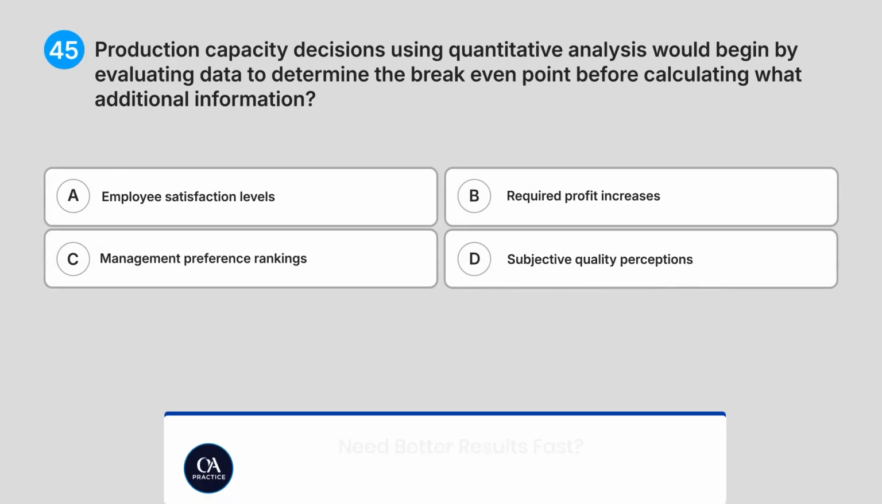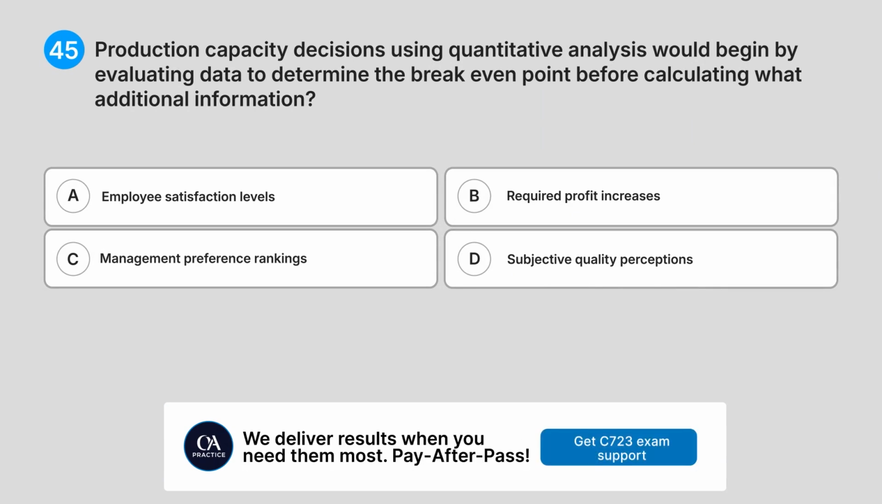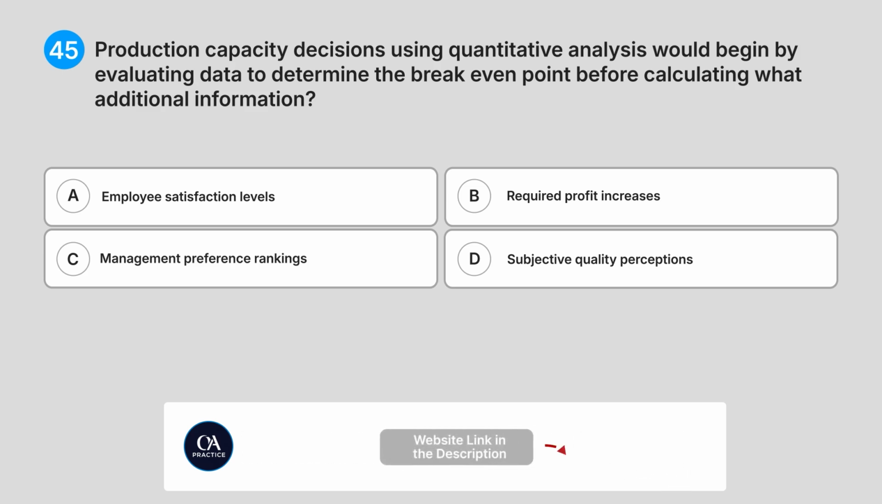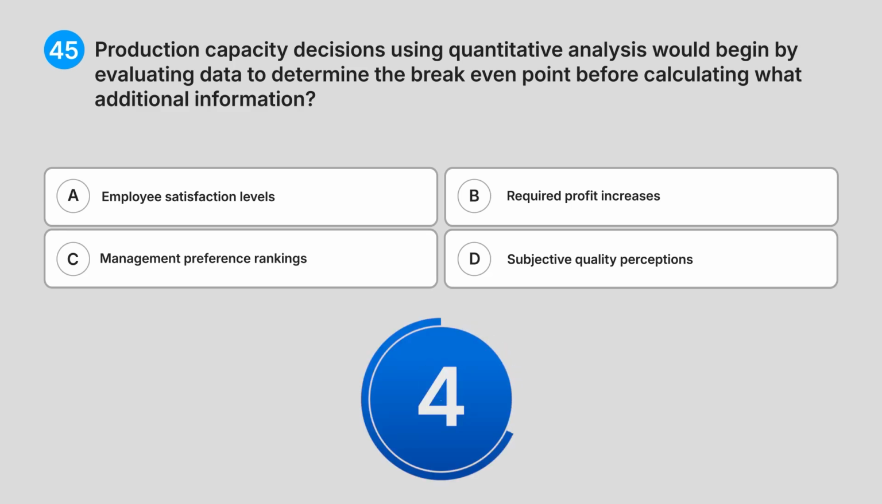45. Production capacity decisions using quantitative analysis would begin by evaluating data to determine the break-even point before calculating what additional information? A. Employee satisfaction levels. B. Required profit increases. C. Management preference rankings. D. Subjective quality perceptions. Can you guess the answer?